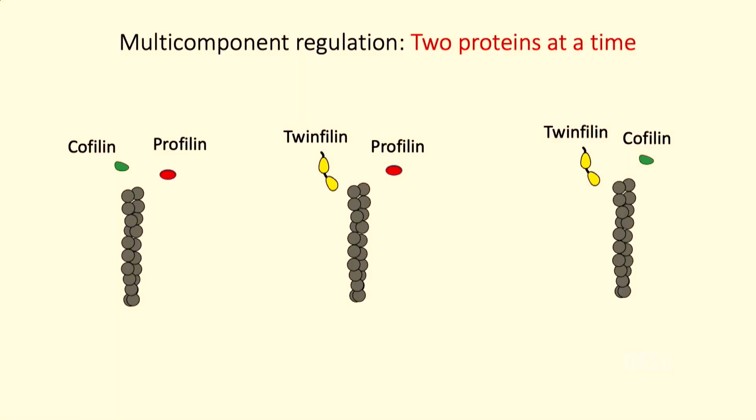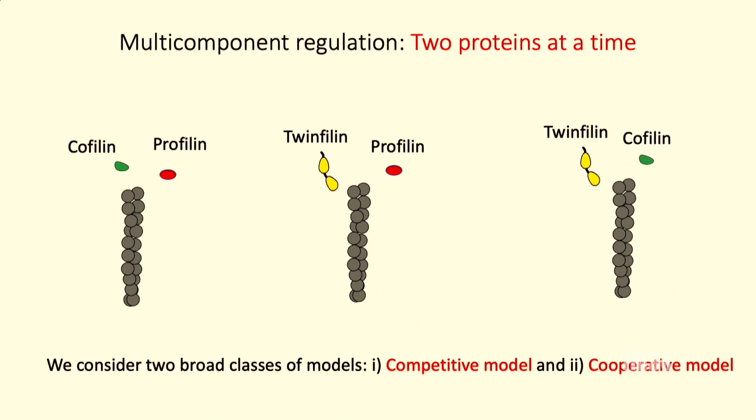Now, in order to understand how three proteins would work, first we take two proteins at a time. So you have three such pairs, and we consider two broad classes of models. The first class of model is a competitive model. In other words, as I said, if they are binding to the same site, the null model would be that they cannot occupy the same site at the same time, right? That's the simplest kind of model. And then it can also happen that they can cooperate, so they can together occupy the barbed end and thereby facilitate depolymerization.